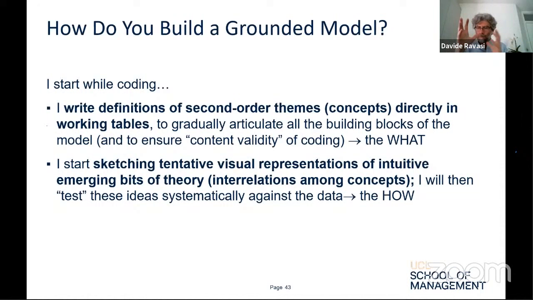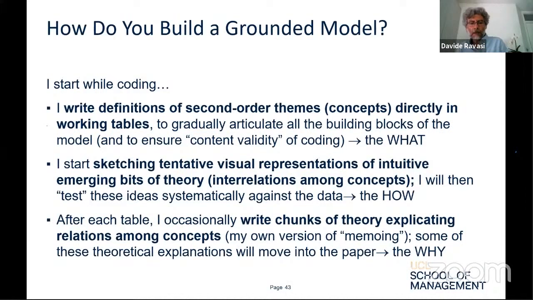The last step is the why, an explanation. While working on each table, sometimes I just write chunks of theory explaining the relationships. Like, okay, I see things moving together. Why would they be moving together? Let's write some things down. You could call it memoing. And I write maybe half a page, just to crystallize some ideas about how some of these concepts that I see in the tables are related.